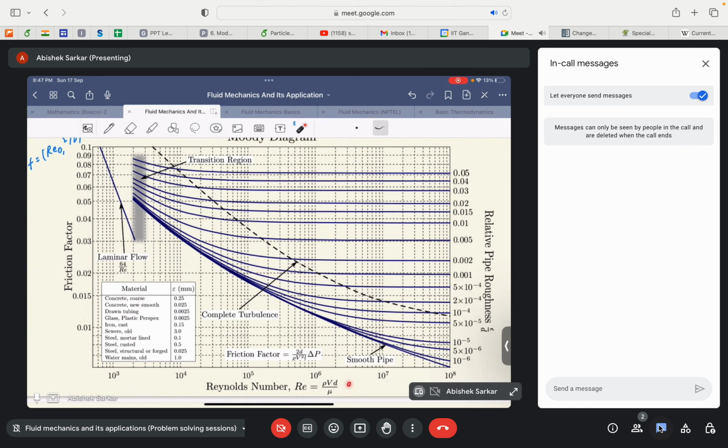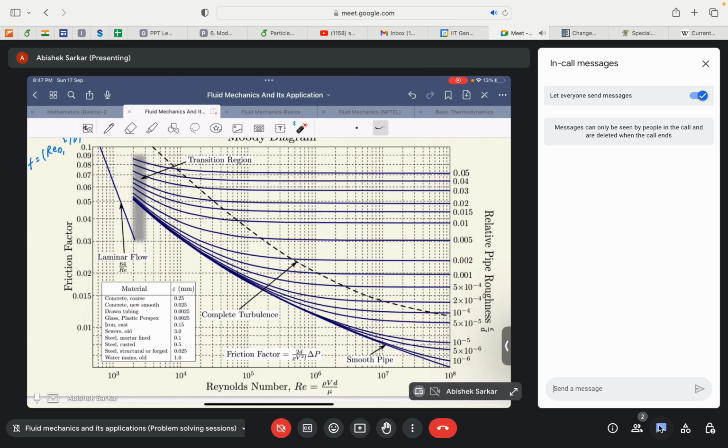Tricky part is the Reynolds number. Sometimes both the volume flow rate and the diameter are not given, right? So sometimes the problems are designed in such a way that you cannot determine the Reynolds number straight away. So you need to find some iterative methods to find the Reynolds number, okay. We'll see some problems on how we can find it.